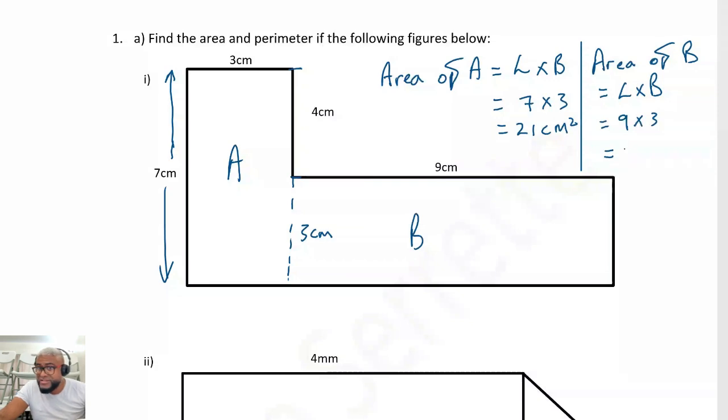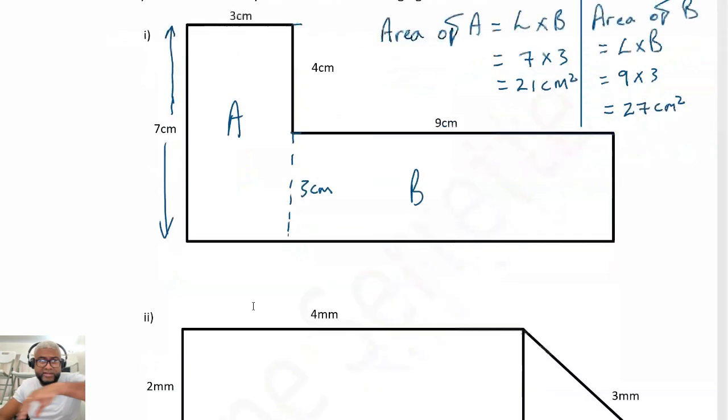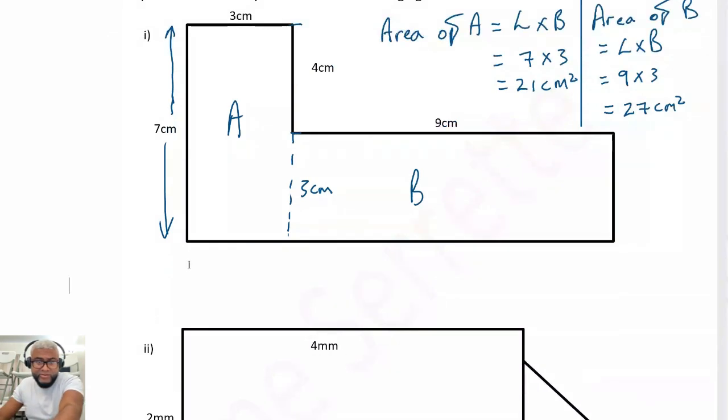All right, so 9 3s are 27. So you have 27 centimeters squared. So if we were to write the total area now, I want to put it underneath here. I want the whole shape to go down, but it's not moving.